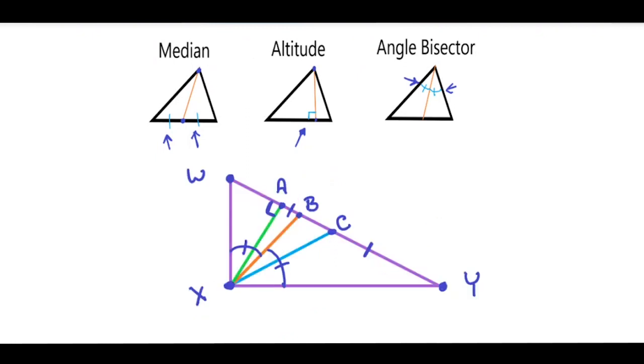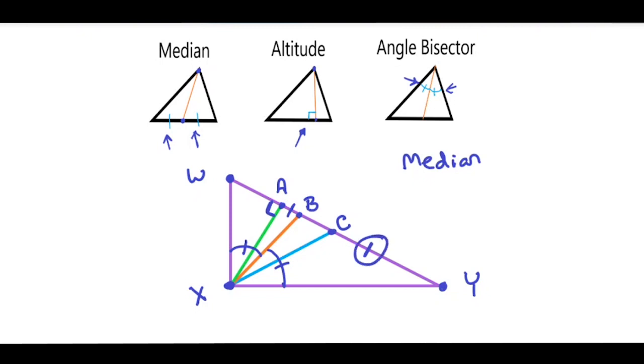So here I have triangle WXY, and I want to name a median, an altitude, and an angle bisector. So which one is the median? Well, a median is a line segment that cuts the base of the triangle, or in this case, it'll cut a side to form two congruent line segments.